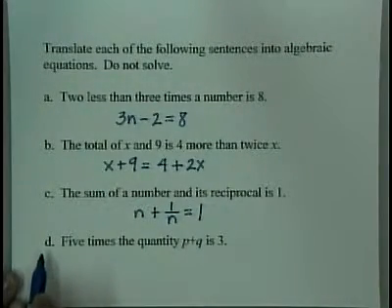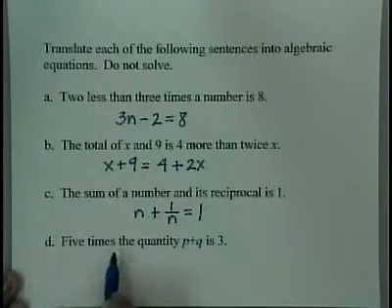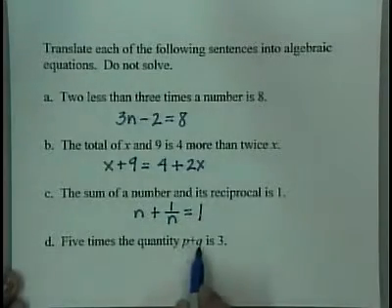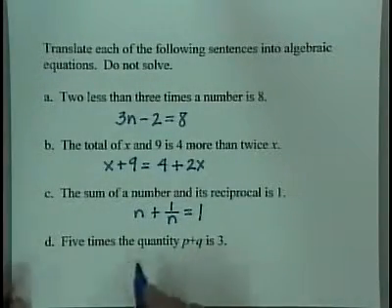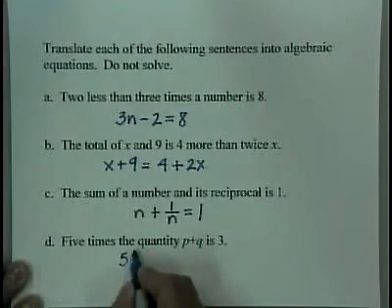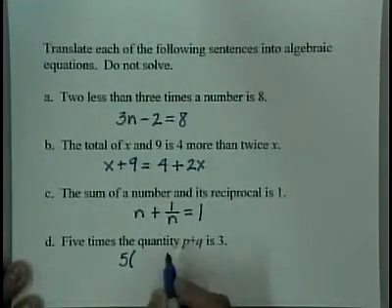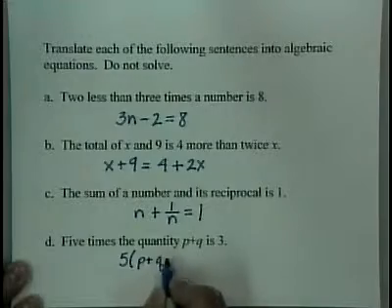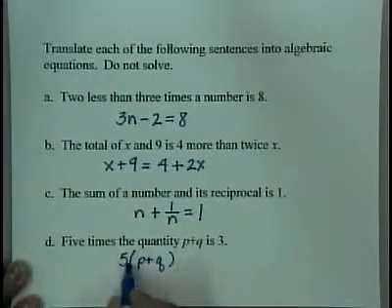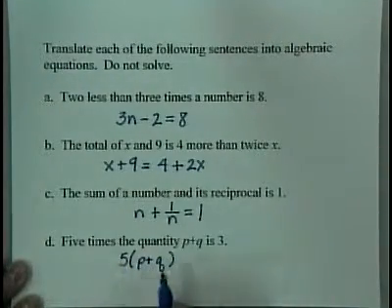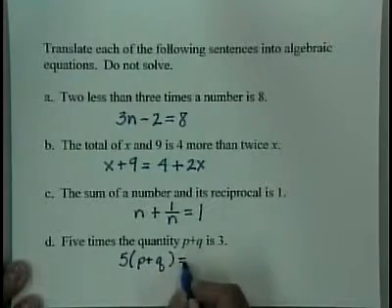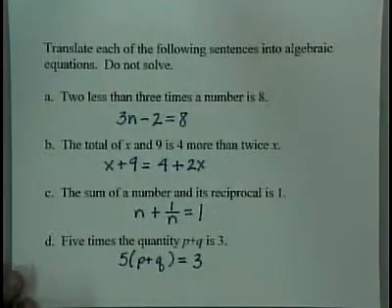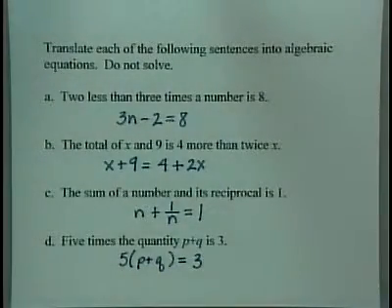Our fourth sentence here says 5 times the quantity p plus q is 3. So 5 times, we need to enclose p plus q. It's a quantity that is multiplied by 5. That product is 3 is the rest of that equation. Let's continue with another example.